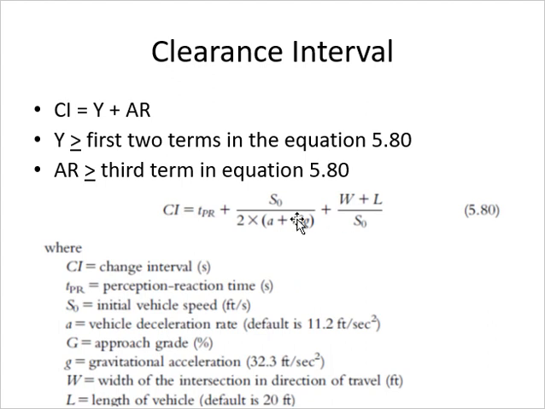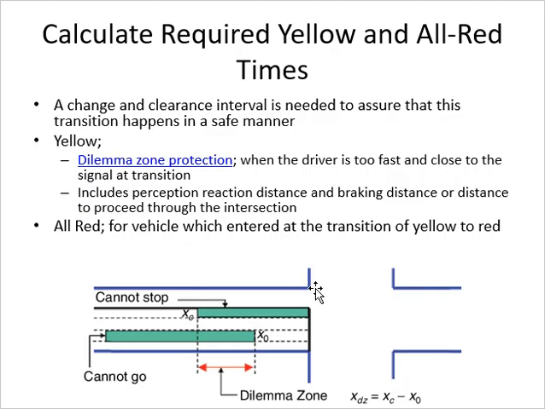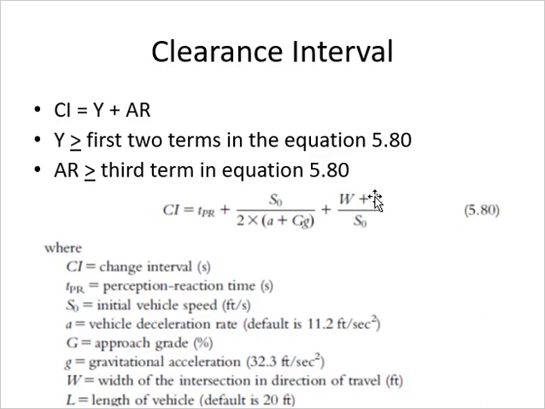And this is the equation for all red time. Now what is S naught here? S naught is the speed of the vehicle, normally taken as the 85th percentile. A is the deceleration rate, capital G is the gradient, small g is the gravitational acceleration, TPR is the perception reaction time, W is the width of the intersection in the direction of travel. Okay, so the intersection is like this box. If the driver is coming from here, then this is W. So we need the width from the stop line to the other side. This is W. And L is the length of a standard vehicle, normally taken as 20 feet.